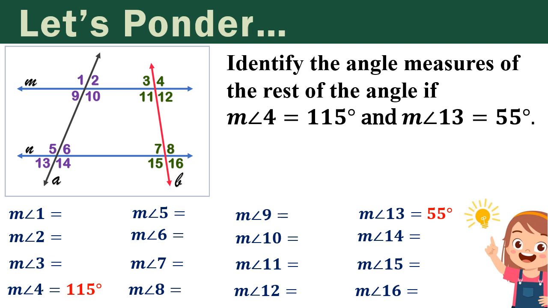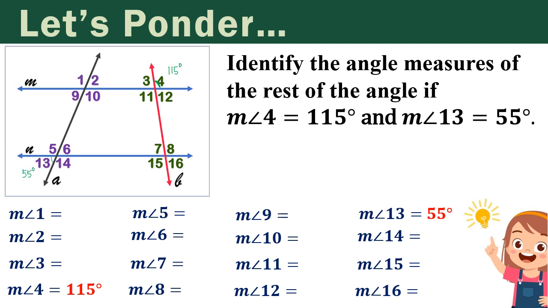Now, for our next example, identify the angle measures of the rest of the angles. Given the measure of angle 4 is 115, let's look for angle 4. Here it is. It measures 115 degrees. And we also have the measure of angle 13, which is 55 degrees.